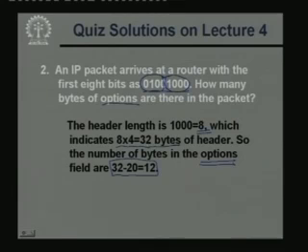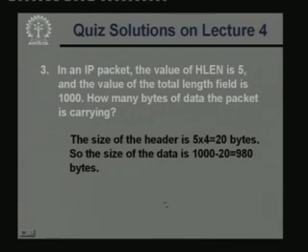So, you calculate the actual number of bytes in the header, subtract the minimum value of 20, you will get the size of the options field, 12 bytes. Okay.